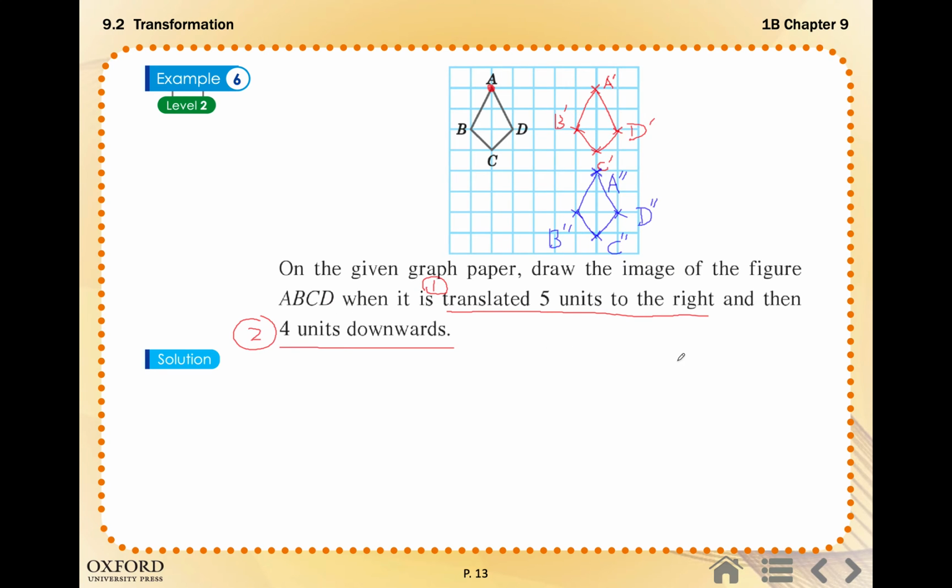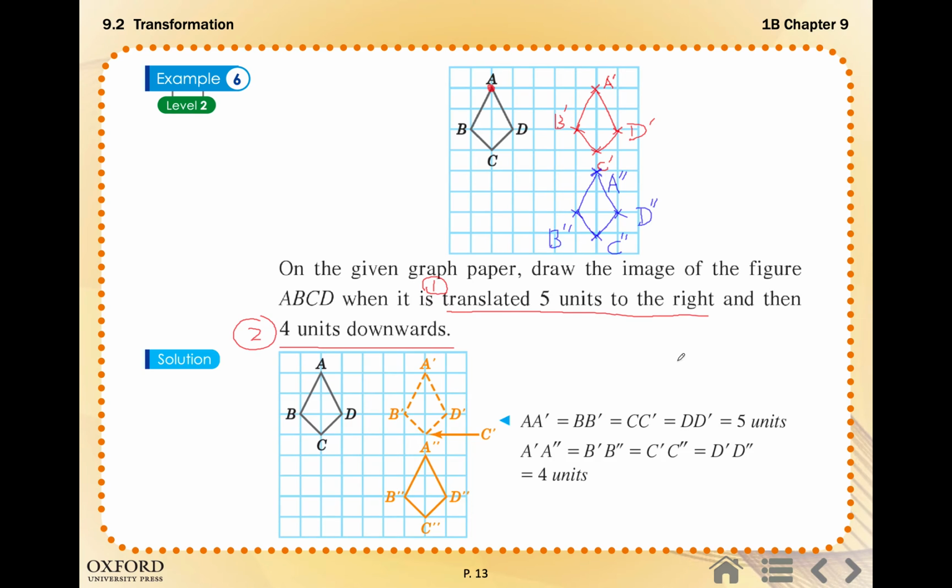And that's why you can look at the solution in the slide. Can you see that we also do it in this way. First of all, translate 5 units to the right, and then translate 4 units downward. Then you will get the final answer. That means the drawing like this.